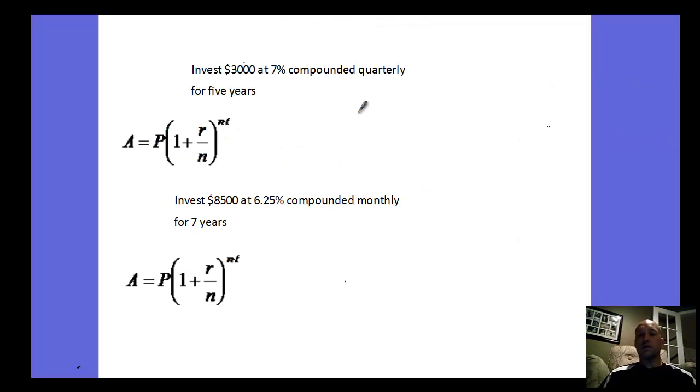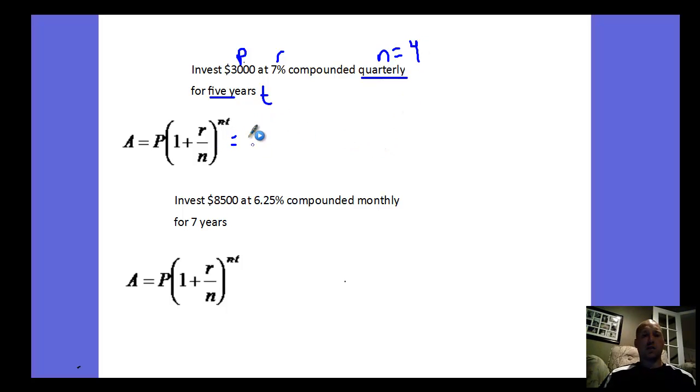So two examples here. We still have our investment, which is our P, our starting amount, our rate, compounded quarterly, so that's our N value, for 5 years, that's our T. So quarterly, what would N actually be? Quarterly means quarters, so if it's 4 times a year, N is 4.